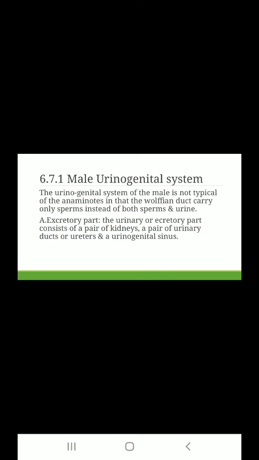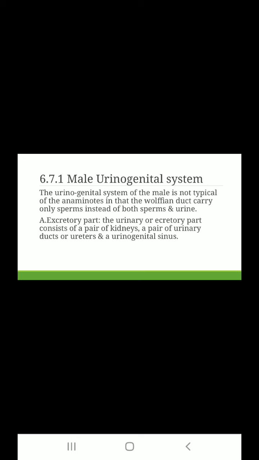After that, the last system involved in Scoliodon is the urinogenital system. This urinogenital system is divided into two categories, that is male urinogenital system and female urinogenital system. Firstly, we will study the male urinogenital system.